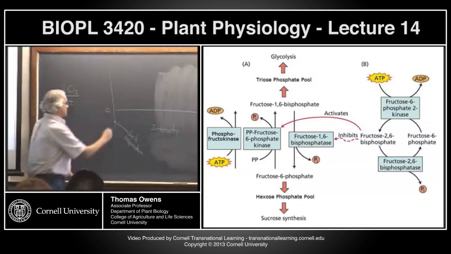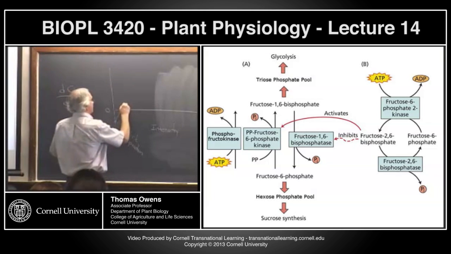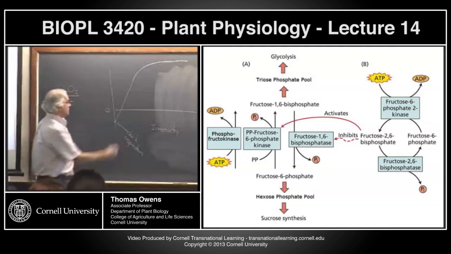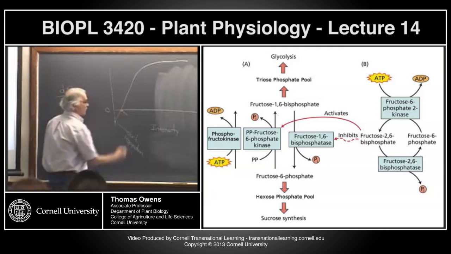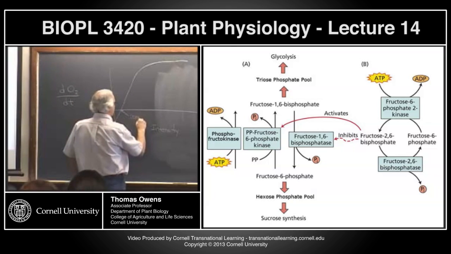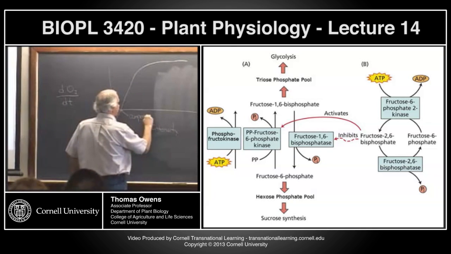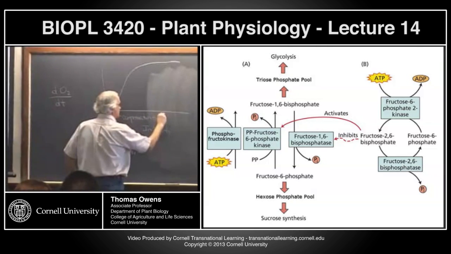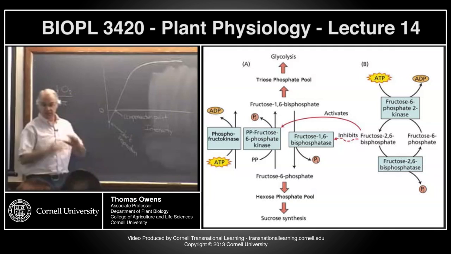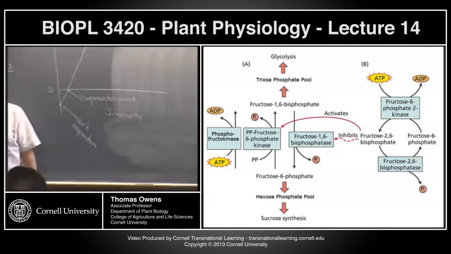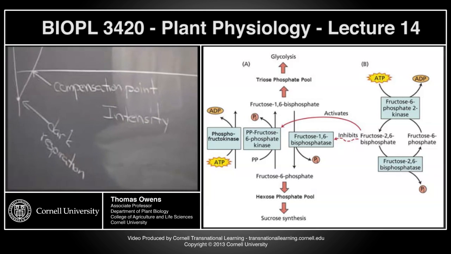And as we increase light intensity, we're going to see something that looks like that. And we said that this point where it crosses 0 is referred to as the compensation point. It's where photosynthesis equals respiration. They just happen to balance each other. Okay, so nothing in this diagram should be surprising to you.